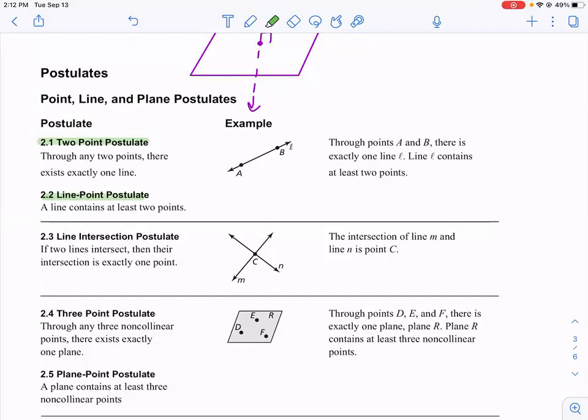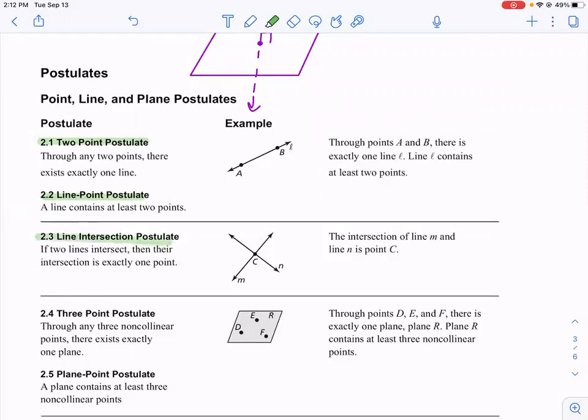Do you have a question? What's postulate? I can't remember. Postulate is like a rule that we just accept to be true. Is that in the very beginning that we did? Yep. Postulate: a rule accepted without proof. Okay. Got it.